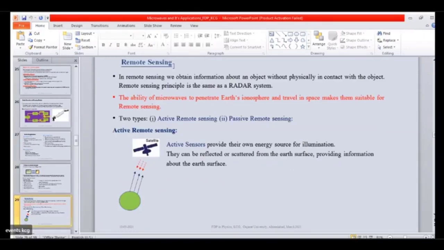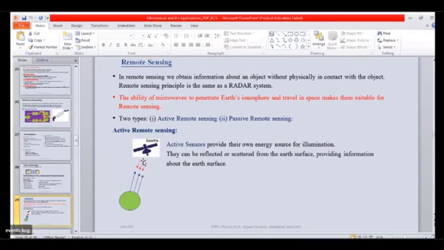Microwaves are used in remote sensing. Right. In remote sensing, we obtain information about an object without being physically in contact with the object. And remote sensing principle is same as the radar system. Right. The ability of microwaves to penetrate Earth's ionosphere and travel in space makes them suitable for the remote sensing applications. And there are two types of remote sensing. One is the active remote sensing, another is the passive remote sensing. Now, what is the difference between these two? In active remote sensing, the active sensors are used, which provide their own energy source for illumination.